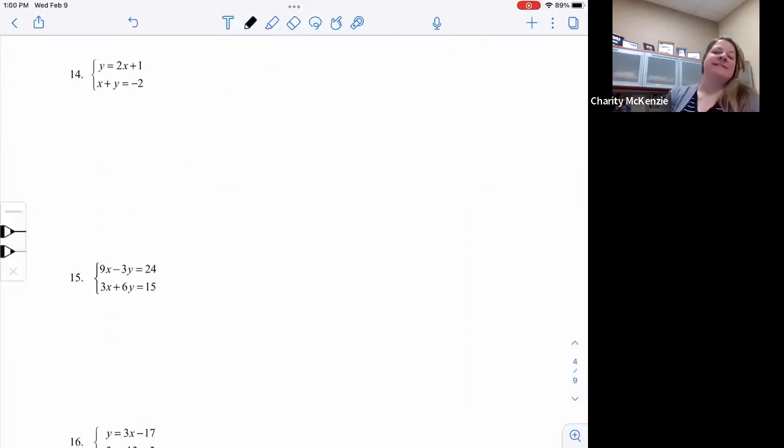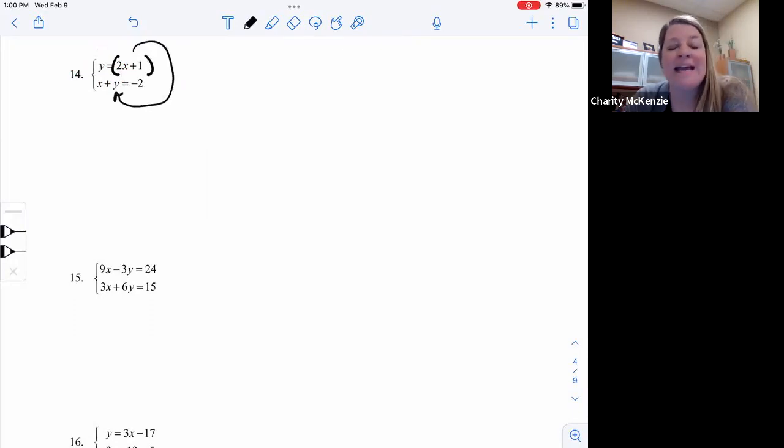So 14 is set up with one equation being y equals and one being in the form x, y, number. Now, could I move the positive 2x over and make it negative and use elimination? Yeah, you can. But I'm going to show you substitution. This is already solved for y for us. So we can take this and substitute it in for y in the other one. So I'm taking part of one and putting it into the other as substitution method.